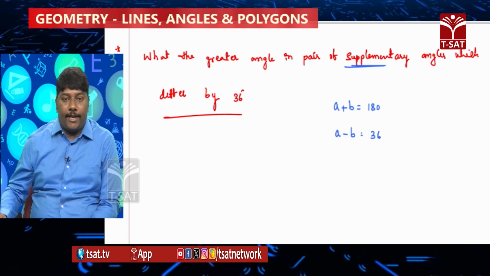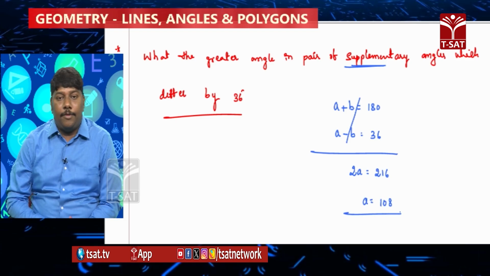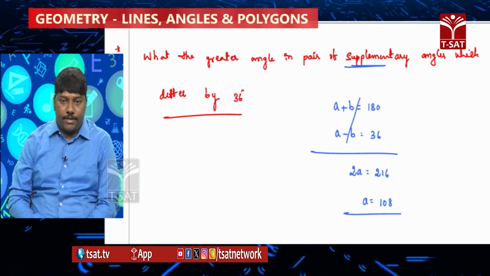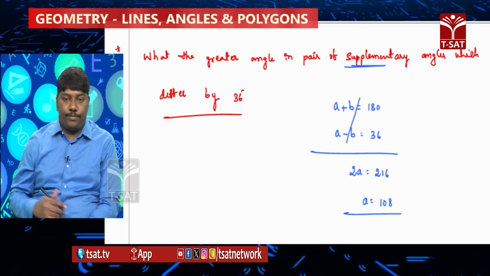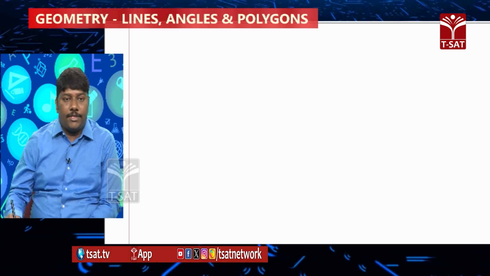Since I am asking you the greater angle, let A be greater and B be lesser, because A minus B is equal to 36. Adding, 2A is equal to 216. The greater angle is 108. If I ask you what is the least angle in a pair of supplementary angles which differ by 36, angle A is the greater angle, which is 108, and angle B is the smaller angle, which is 72. So, same way I can give you a question based on reflex also. It will be the same.